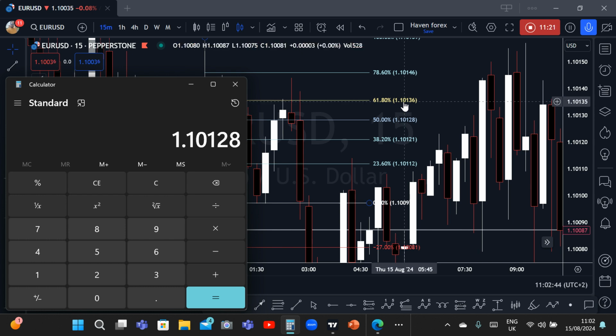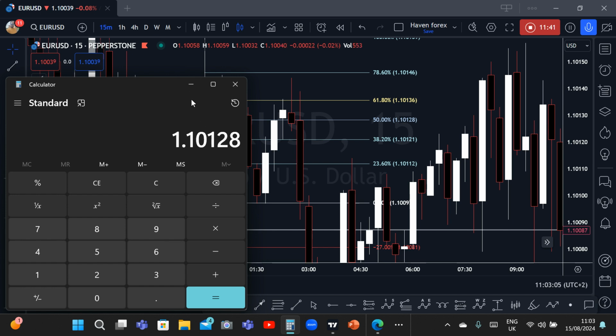This level, there is a price here. And what is the price at 61.8? This is 1.10136, right? Now, you have done that. This is the price I took, 1.10128. This is what is written on my calculator.